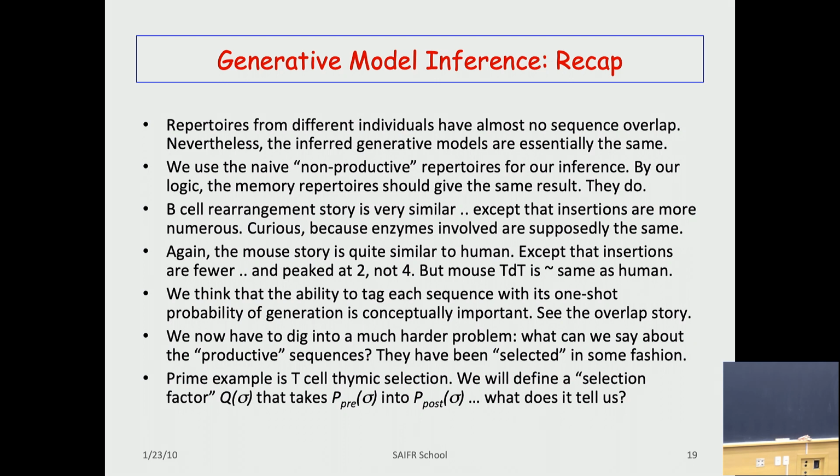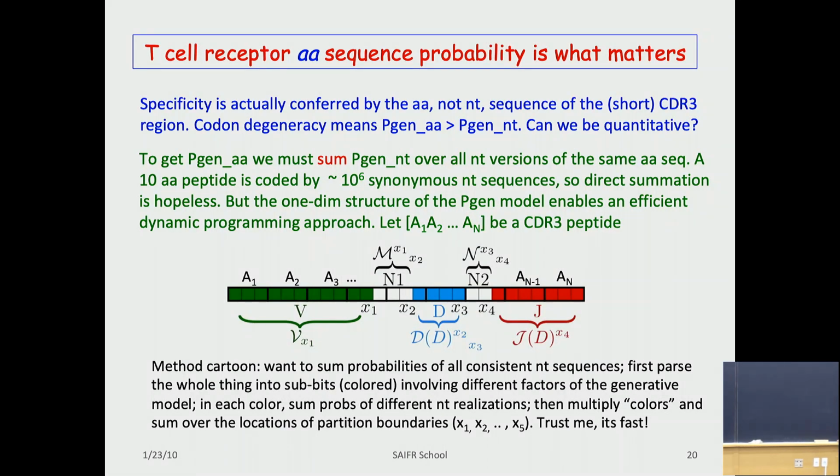Okay, all right. We now have to dig into a much harder problem, and that is, what can we say about the productive sequences? They have been selected in some fashion. Now when you come to the productive sequences, these are sequences that can be translated into sequences of amino acids and therefore turned into proteins. Now, it is generally thought, and it may even be actually true, that, well, it's certainly got to be the case that what matters in the end for function is not what the nucleotide sequence of some protein is, but what its amino acid sequence is.